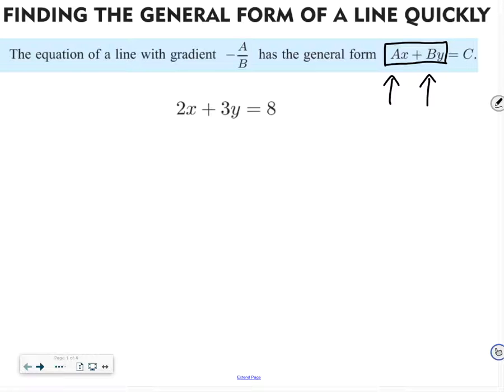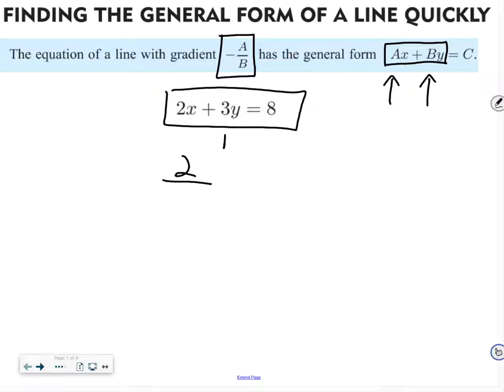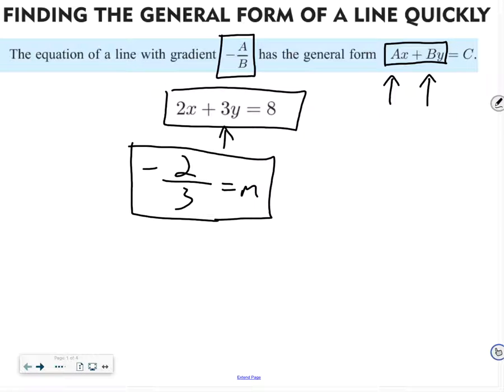So what we can tell with our general form here is that you can find the gradient of your general form being negative a over b. So if I have an equation like this, I identify my a being 2, my b being 3, and I make the opposite. So the gradient of this general form equation is negative 2/3. So let's see how we can apply that.